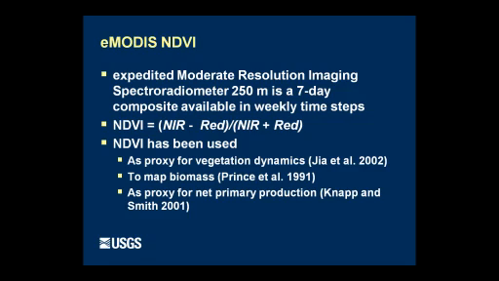Now, NDVI is a normalized difference vegetation index where they take the near infrared band and subtract out the red band, and then they divide that by the near infrared band plus the red band. So that gives us a vegetation index where we can measure or use it as a proxy for vegetation dynamics, map biomass, or even use it as a proxy for net primary production.